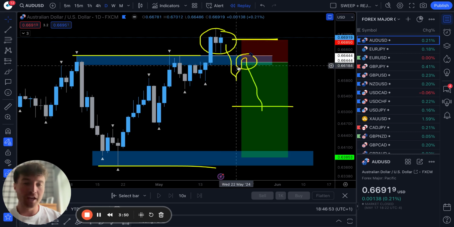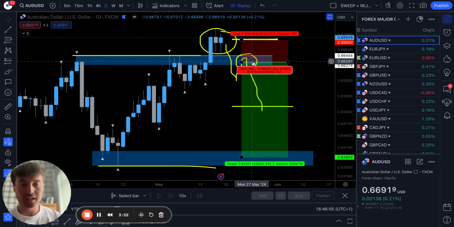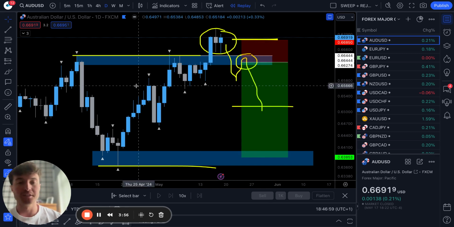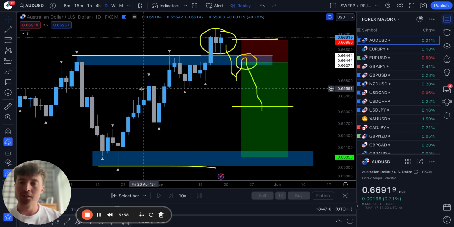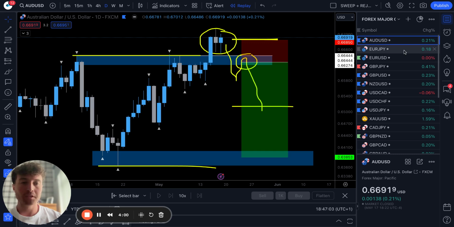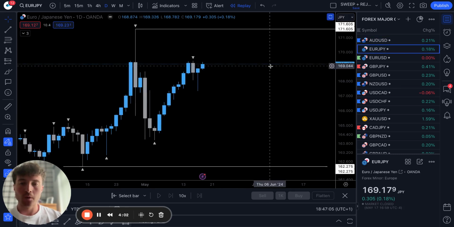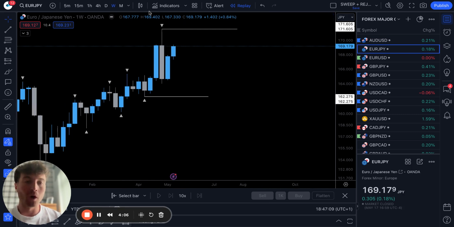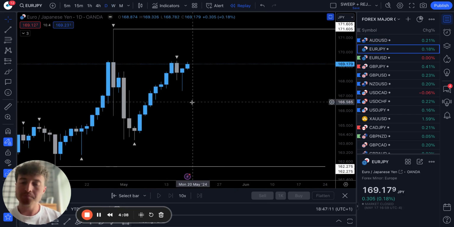So we're seeing the deviation. However, we need to see the reclaim of this level, and then we can look to trade that back to the downside. Okay, so that's AUD USD. That's my perspective there. Okay, let's drop to Euro JPY. Let's jump straight in here.